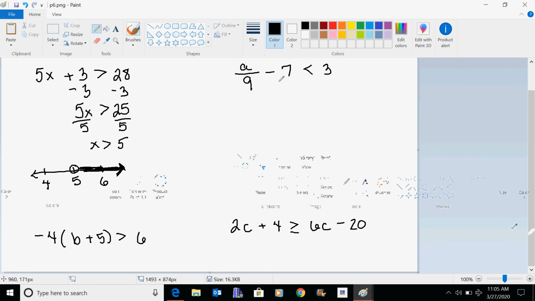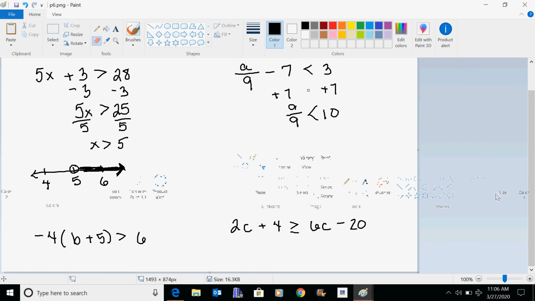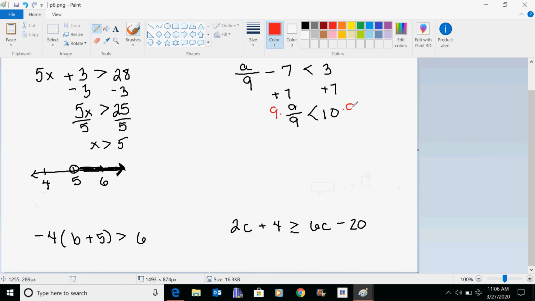So looking at this, we're trying to get rid of our 7 first. So we'll add our 7. So less than 10. A divided by 9. It's an A divided by 9. Sorry, my A looks like a 9. Make that a little bit better. So I need to get rid of my A. So I'm going to multiply both sides by 9. Always undoing the work that you've got there. So this is A is less than 90.